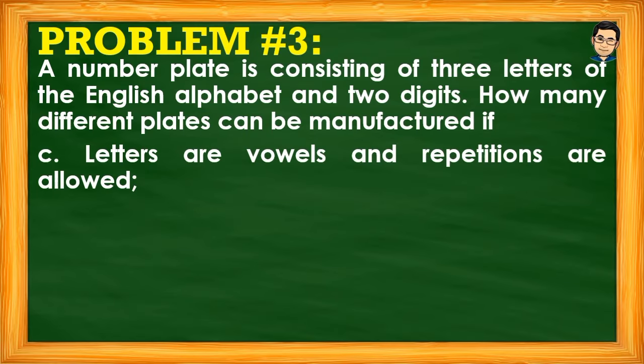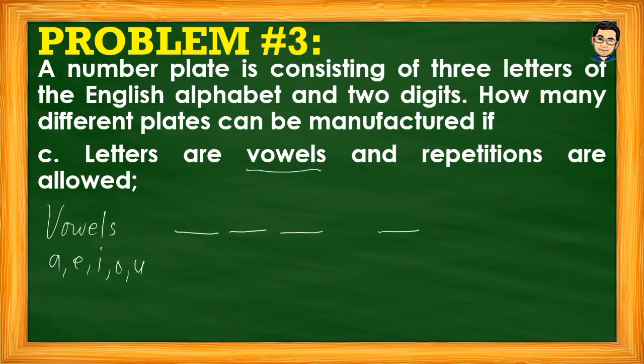So, letter C naman, letters are vowels and repetitions are allowed. So, dito specific na yung mga letters na hinihingi niya. So, vowels. Ayan. So, yung mga vowels po, A, E, I, O, U. So, again, ganun pa rin. Tatlong spaces for letters and then dalawa naman for numbers. So, ang ilalagay po natin dito sa tatlong blanco for letters is yung bilang ng vowels. So, since repetitions are allowed, ilalagay po natin 5.